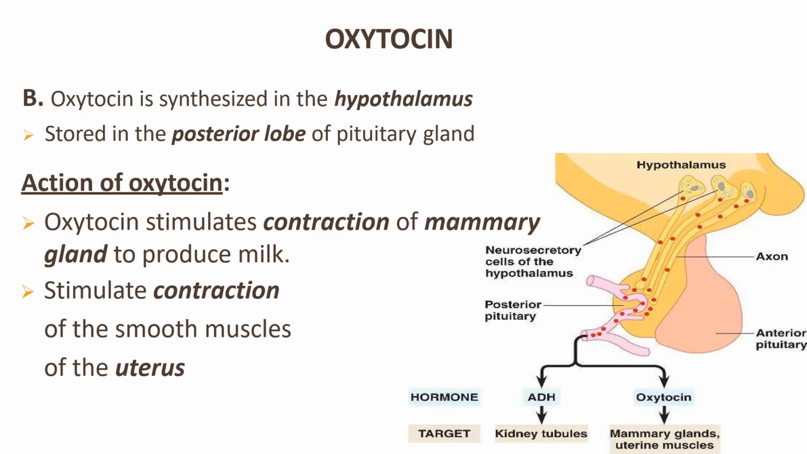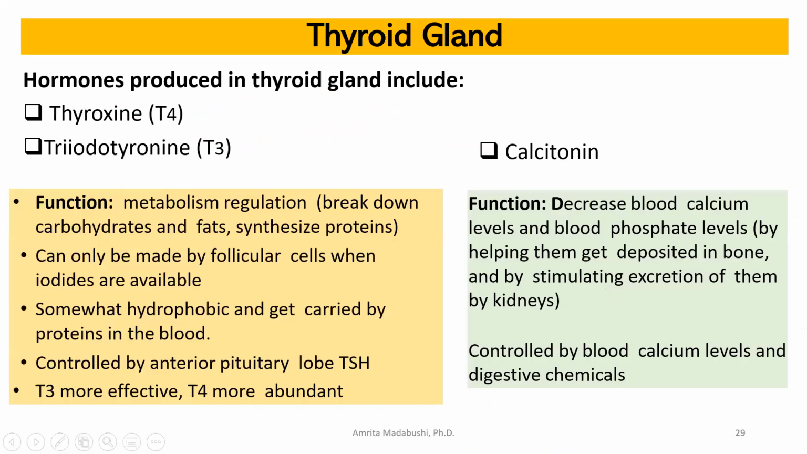It's shown over here that both of these, ADH, which acts on the kidney, and oxytocin, which acts on the mammary glands and the uterine muscles, are in the posterior lobe of the pituitary gland. So with this, we finish the pituitary gland, and we go to the next one, which is the thyroid gland.